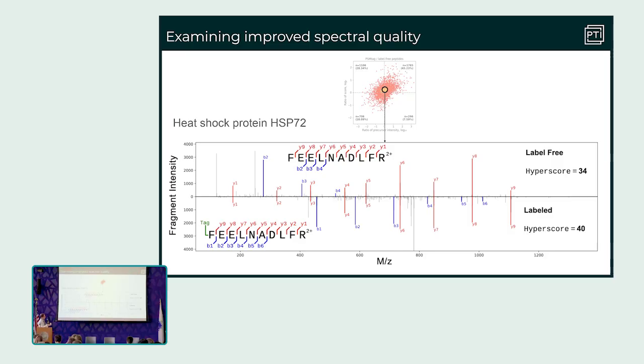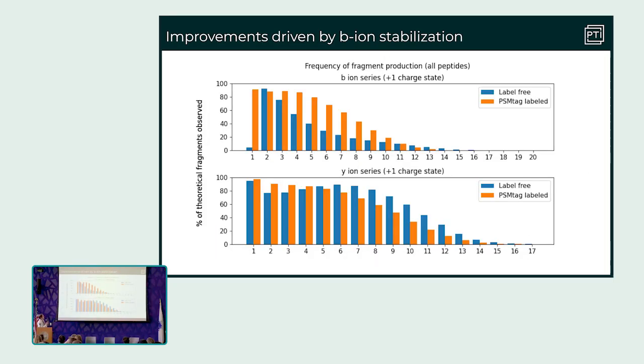So we see this B1 ion, which is fairly strong. And we also see the higher B ions, B5 and B6. And it's the addition of this new information from the B ion series that is sufficient to increase the score of this peptide spectral match by 34 percent.